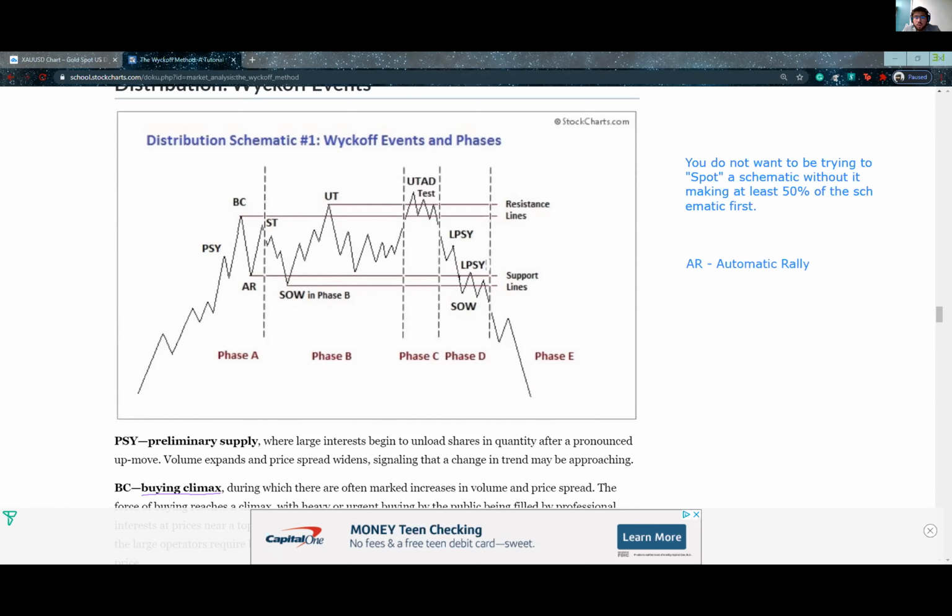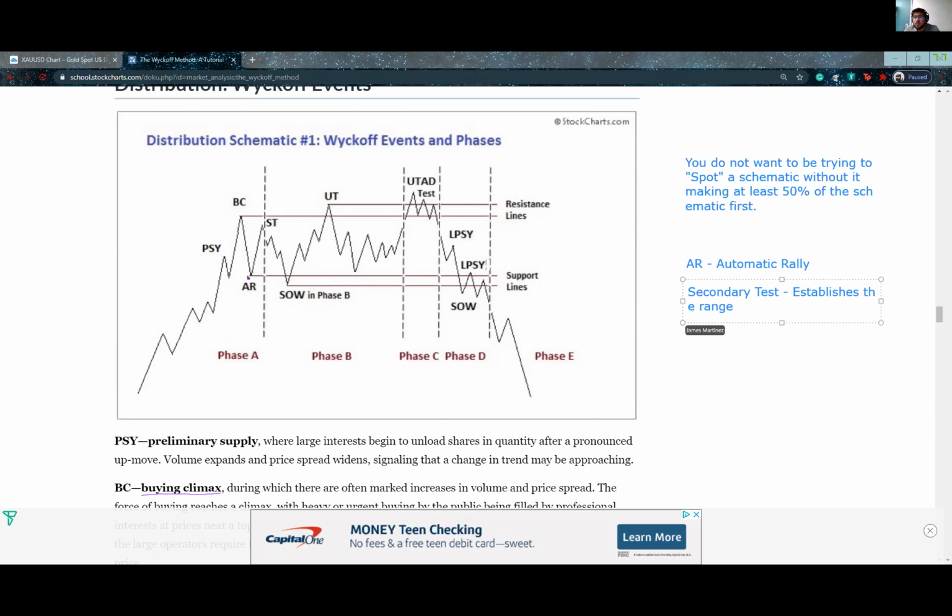Now, the one afterward is the ST. Now, some people may be asking, what is the ST? So it's the secondary test. And the secondary test establishes the range, right? Now, why does it establish the range? It's very simple. Because once you have this buying climax up here and you have this automatic rally down here, that creates the point A and point B, right? That the range is going to be established within.